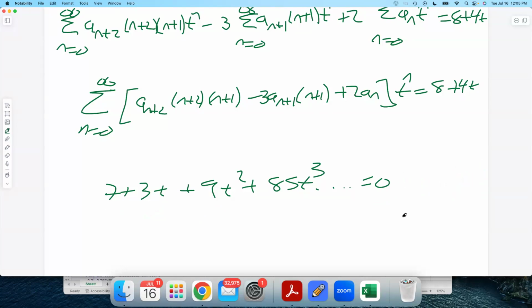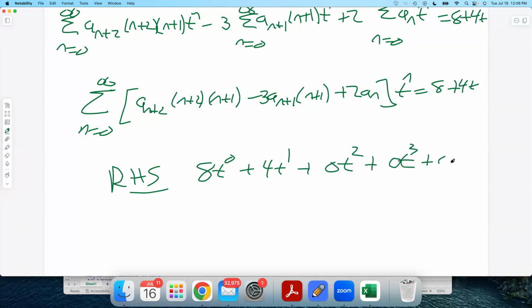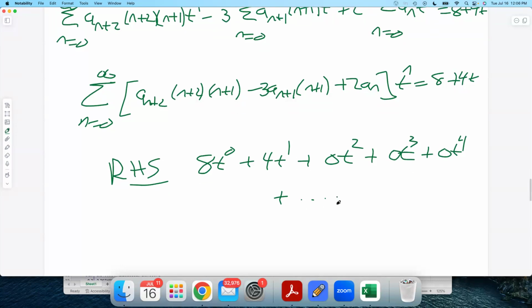What we're going to have is some first term over here must equal the first term over here. The t to the first term must equal the t to the first term, and so forth. So we want to think of the right-hand side as 8t to the 0 plus 4t to the first plus, and now all the rest will be 0. So we have to do the first couple by hand, then we get a recursive formula.